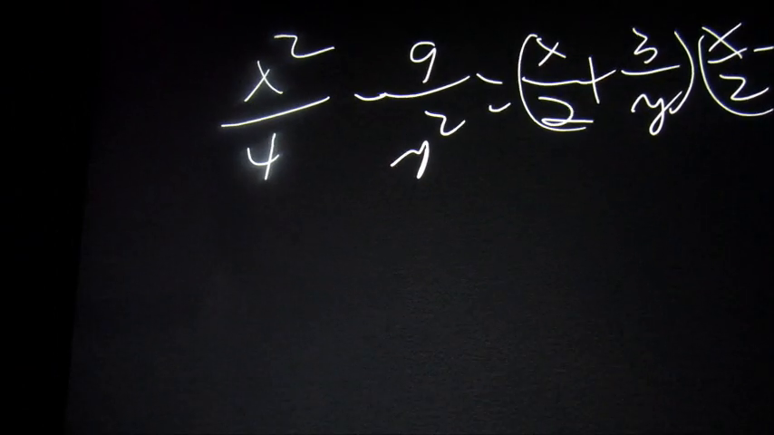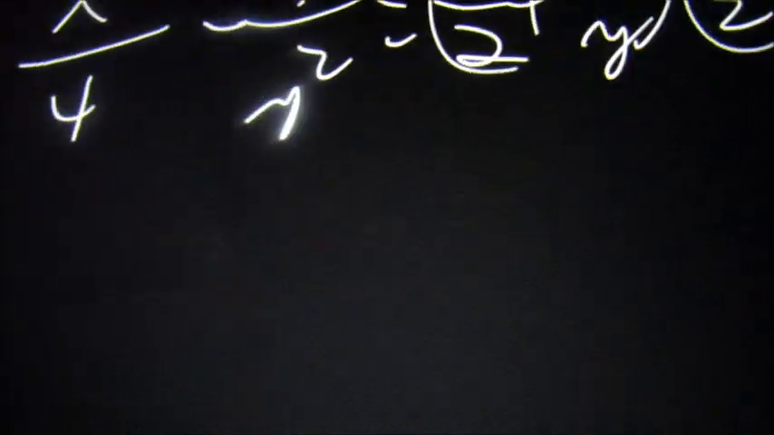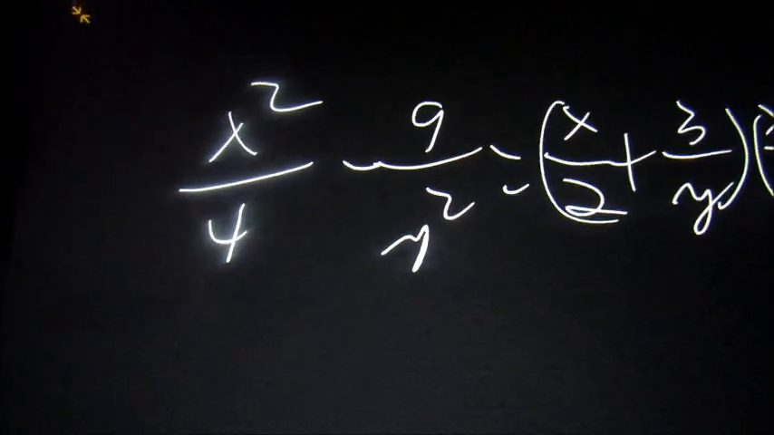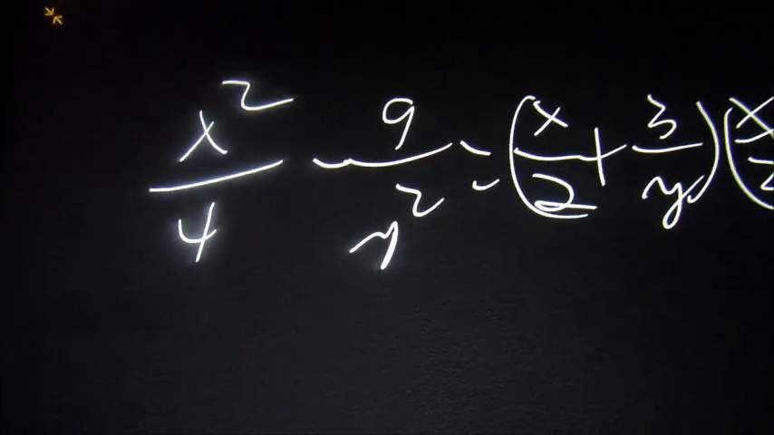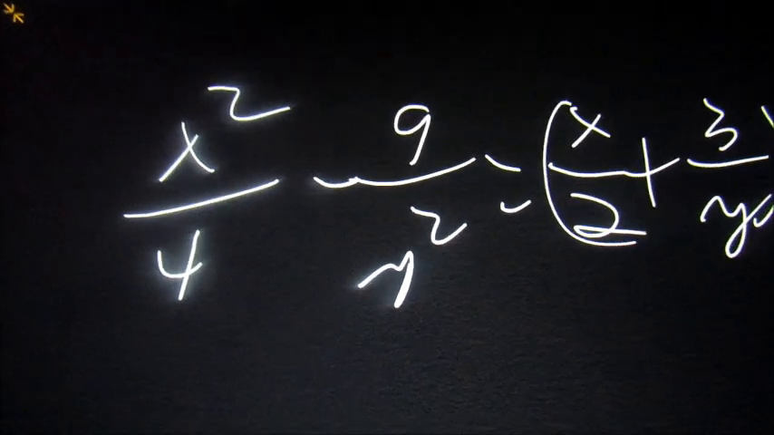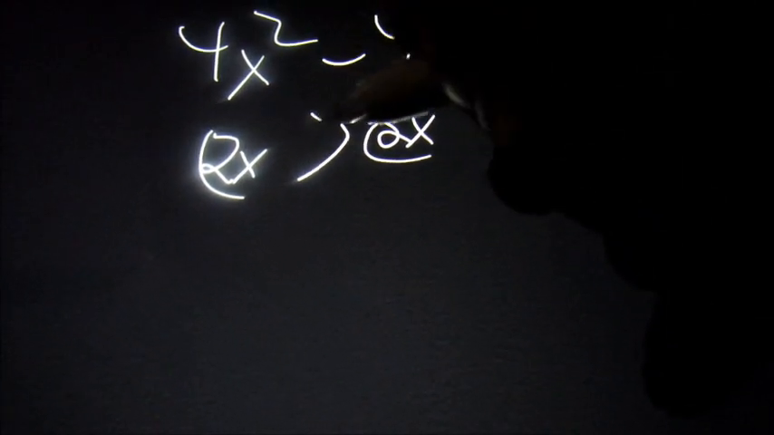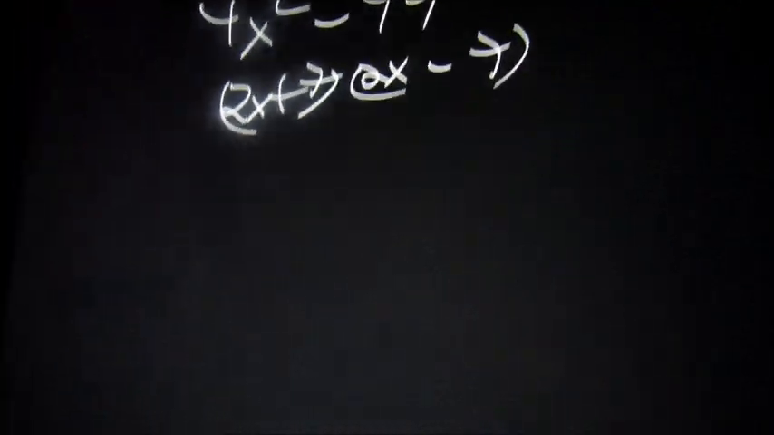So again, these are the easiest ones to do. They're going to be the ones where you have two terms. There's going to be a minus sign in between, and they're both going to be perfect squares. Let's say that we have 4x squared minus 49. Square root of the first is 2x. Square root of the second is 7. We have 1 plus, 1 minus.